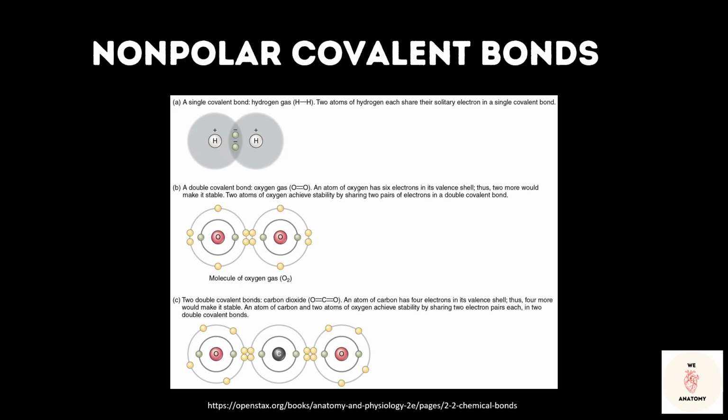This image shows multiple nonpolar covalent bonds. Single covalent bonds occur when two atoms share one pair of electrons, which you can see here between these hydrogen ions. Double covalent bonds occur when two pairs of electrons are shared, seen in the middle between two oxygen. The last image at the bottom shows carbon dioxide, where there are two double covalent bonds, one between this carbon and oxygen, and the other between carbon and the other oxygen.